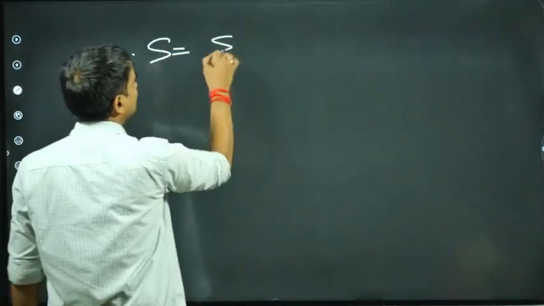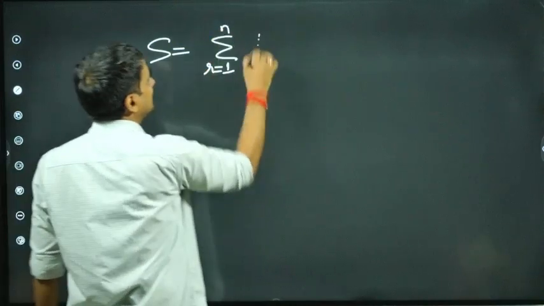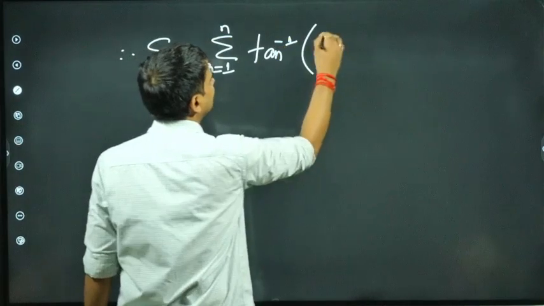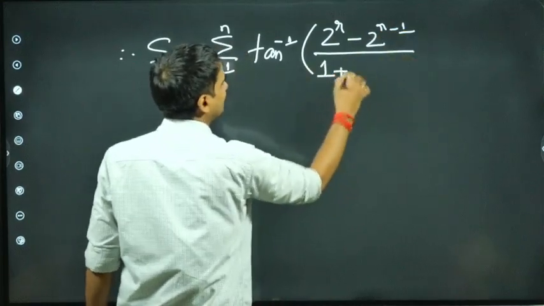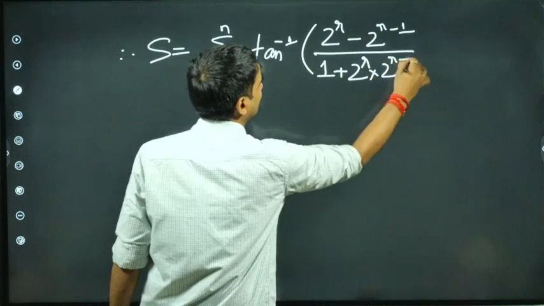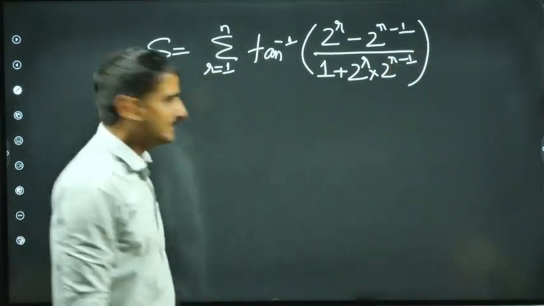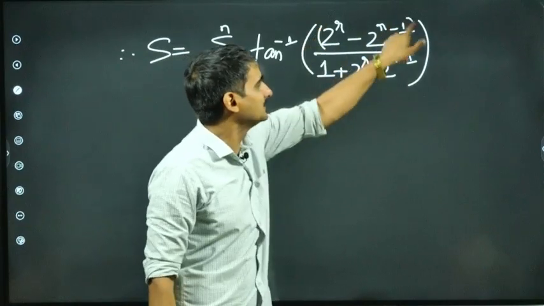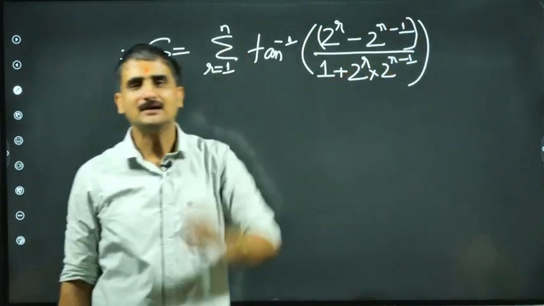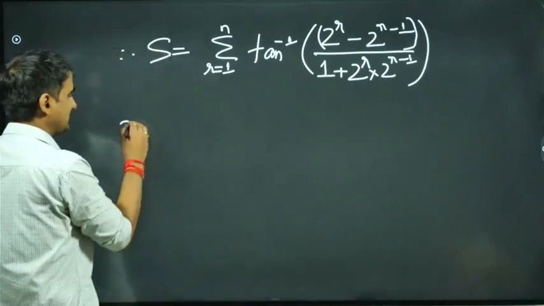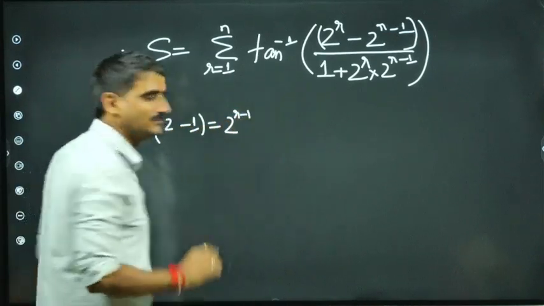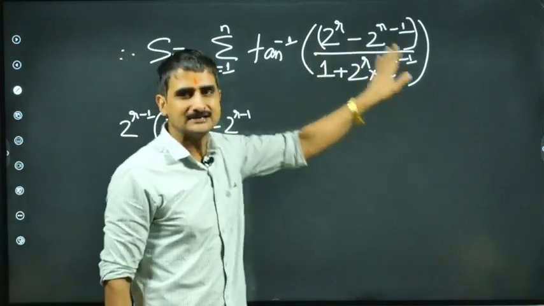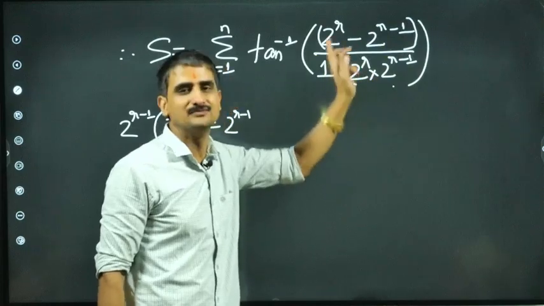So let me write it again. Therefore S is summation where r goes from 1 to n. I will write my numerator as 2 raised to the power r minus 2 raised to the power r minus 1, upon 1 plus 2 raised to the power r into 2 raised to the power r minus 1. Now when you solve this numerator, you will get 2 raised to the power r minus 1, which you can easily check. I will take 2 raised to the power r minus 1 common, so 2 minus 1, which is nothing but 2 raised to the power r minus 1. So the numerator can be written as the difference of a and b. So we are done now.